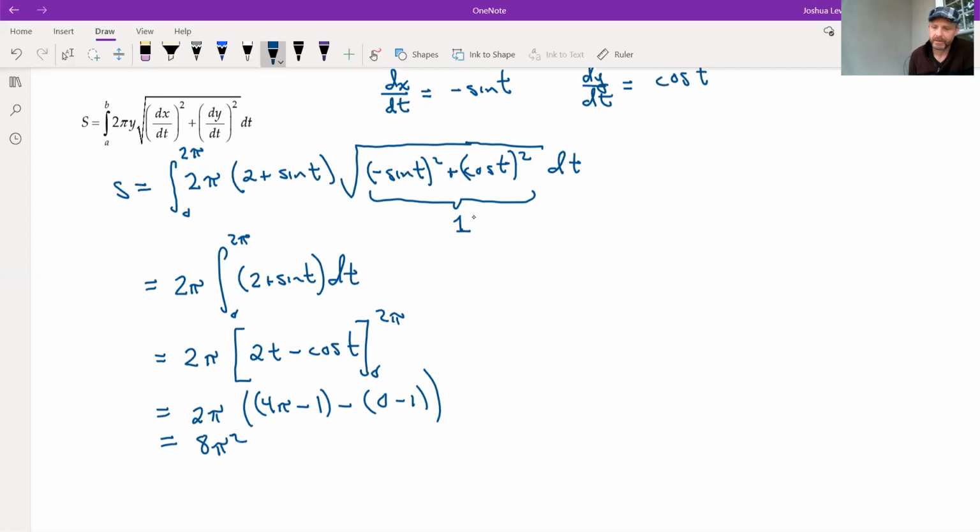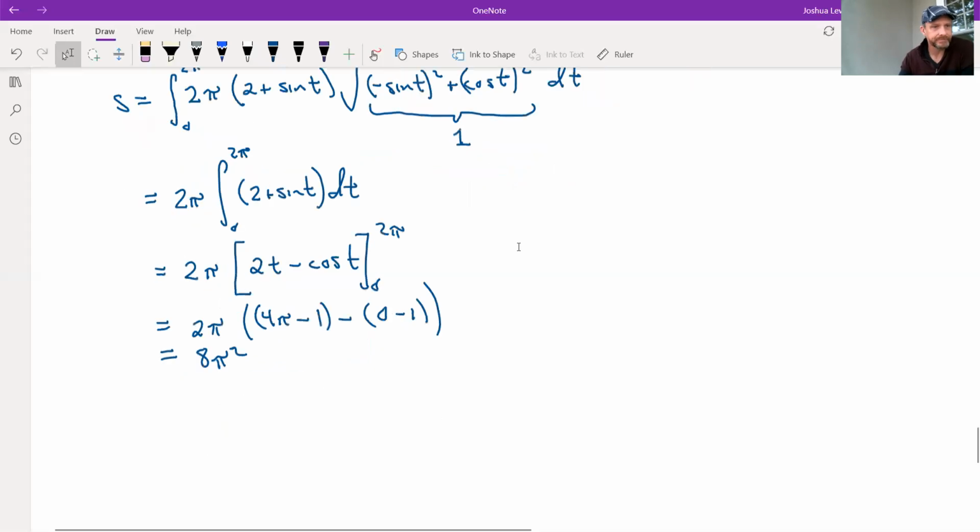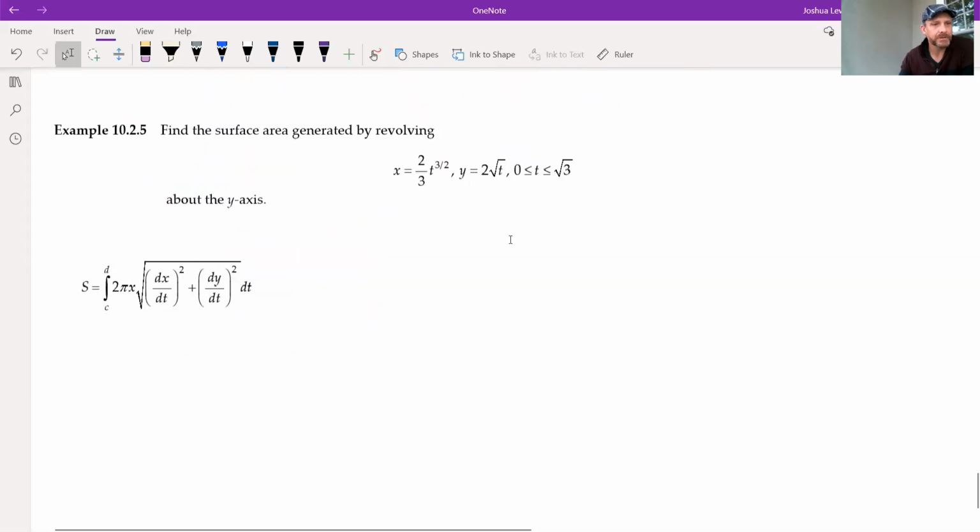Okay. All right, let's try one more. Surface area generated by revolving this guy about the y-axis. So again, before I start, I'm going to come in here and find dx dt, which is, let's see, 3/2 times 2/3, that's just 1. So t and 3/2 minus 1 is 1/2.